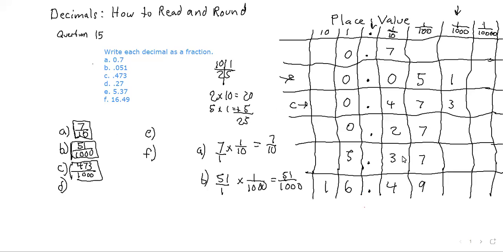For D, it's here, 0.27. The last digit is 7. The place value of that last digit is 1 over 100, or hundredths. So we're going to put 27 over that place value, which is 100. So it's 27 hundredths.